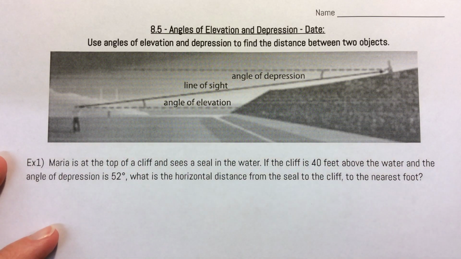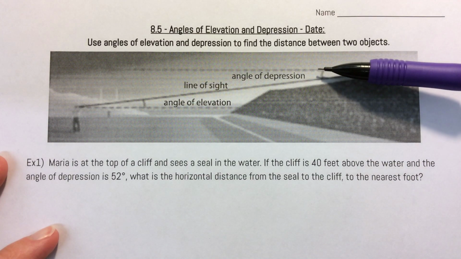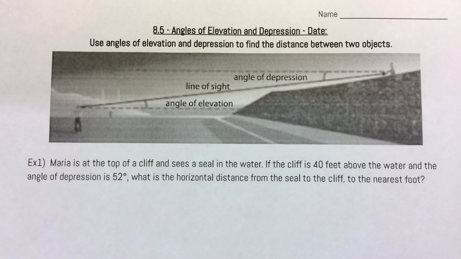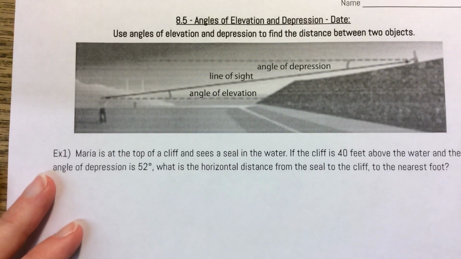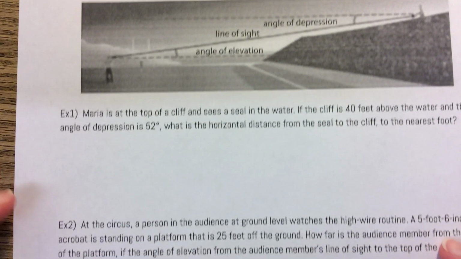It's the angle that goes up from the line of sight, or from the horizontal, and the angle of depression is the angle that goes down from the horizontal. So we have a few different examples to go through. The main thing when you're doing these trig problems that involve application, the story problems, it's really important to draw and label a picture so that you know exactly what's going on.